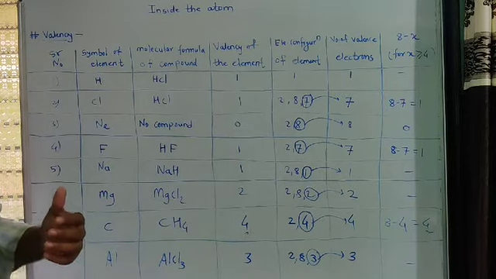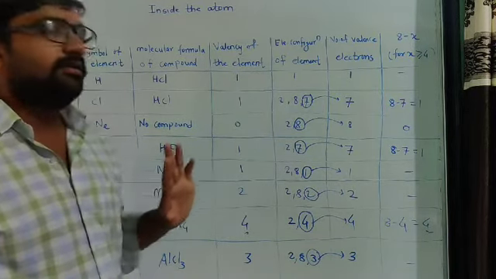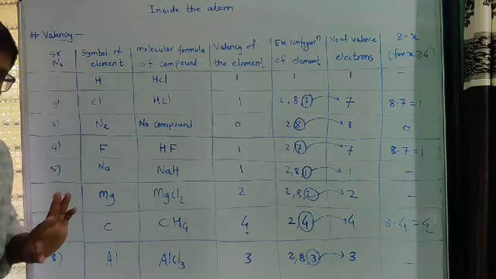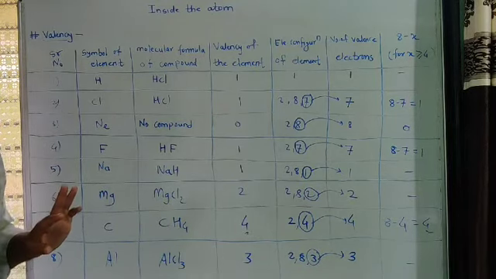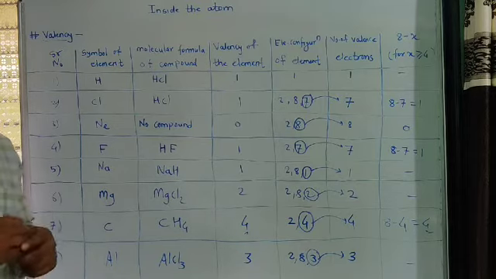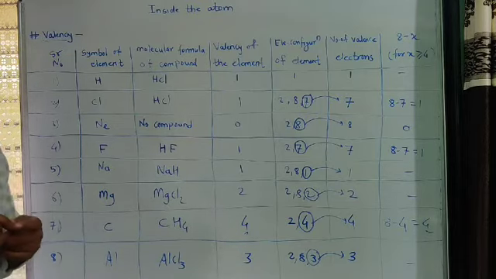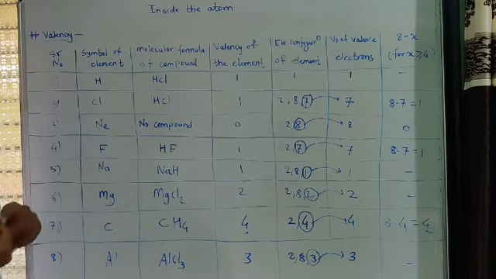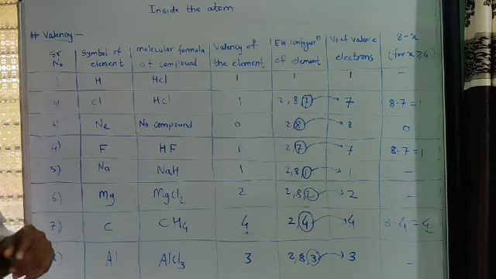Valence electrons are important in finding the valency. Valence electrons means the outermost shell electrons. If we know how many electrons are present in the outermost shell of any element, then very easily we can find out the valency of that given element. So there are two rules.